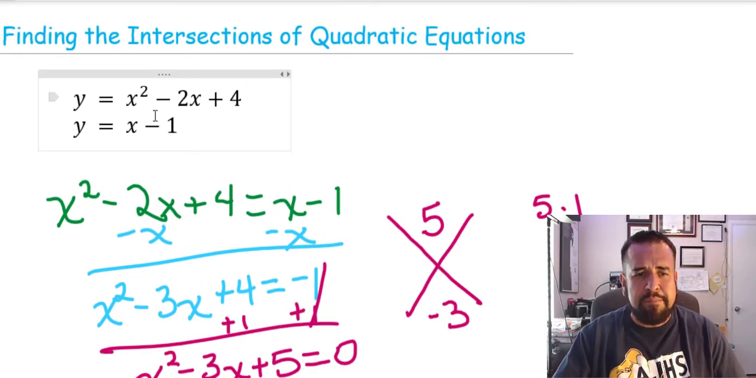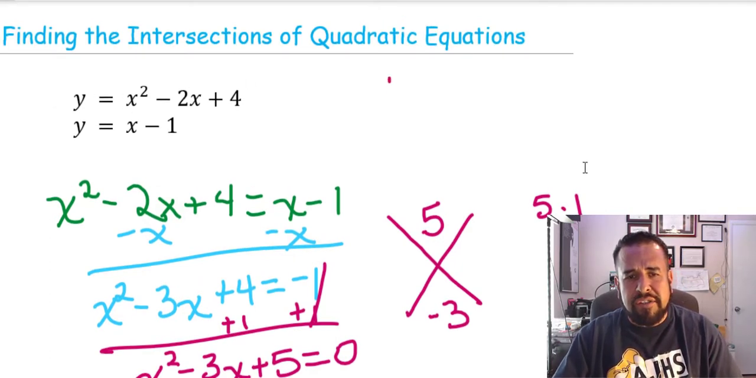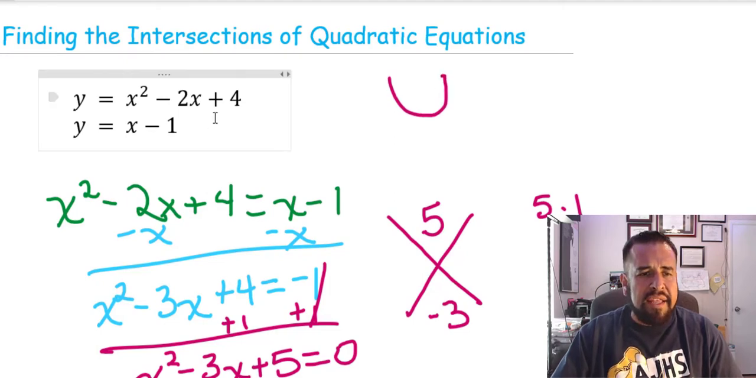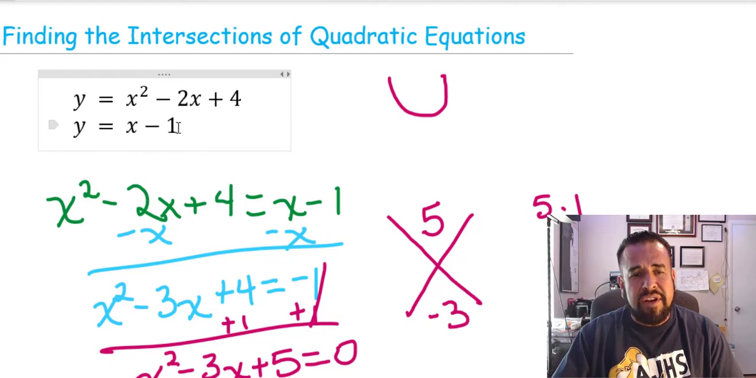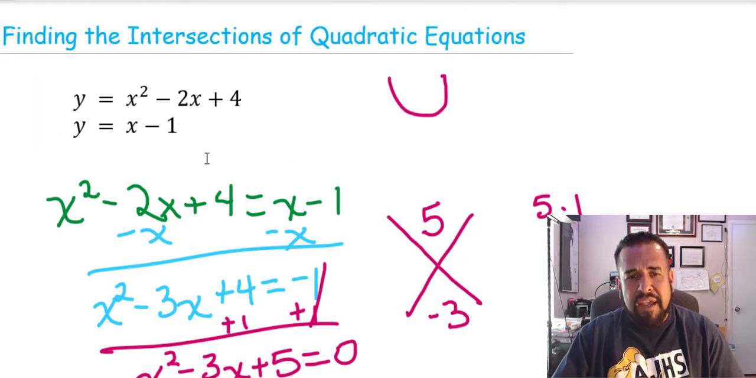This is a parabola with a positive leading coefficient, so it's probably going to look something like this. And then this is x minus 1. This is linear, starting at negative 1. So it's going, let's just say it's not, because that's a 4.